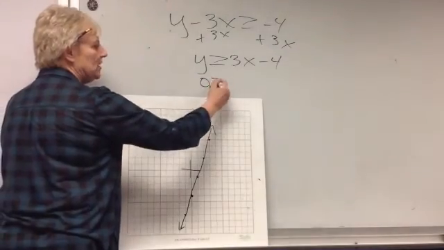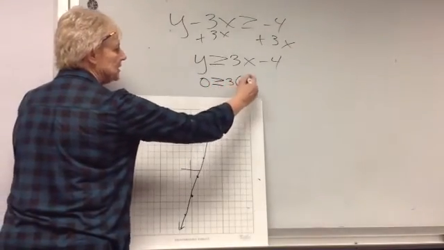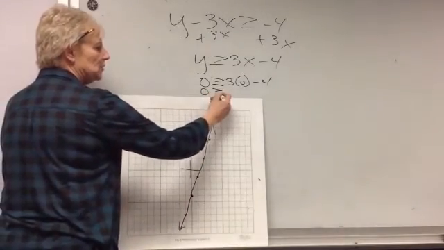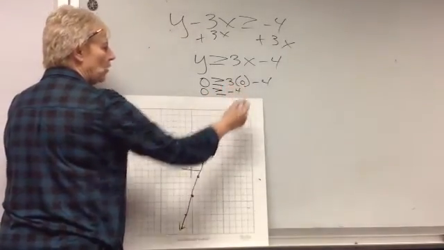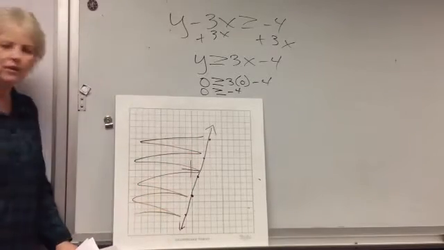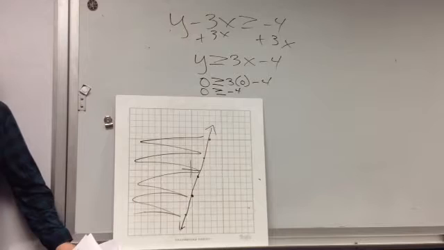0 is greater than or equal to 3 times 0 minus 4. 0 is greater than or equal to negative 4. Yes, it is. So (0, 0) is part of the answer. You always shade the answer.